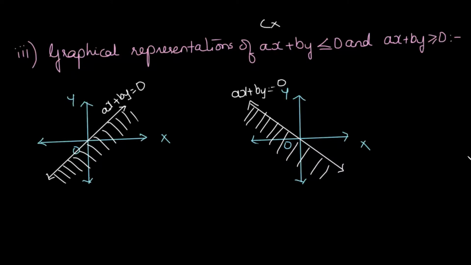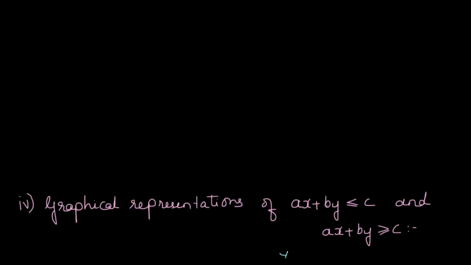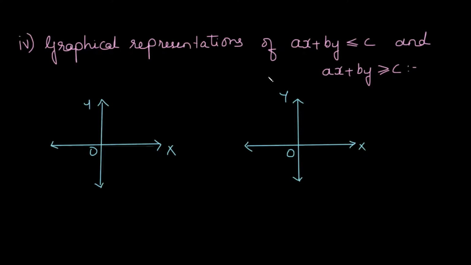In fact, almost all the sums that you are going to do in the exercise only deal with these symbols, less than or equal to and greater than or equal to. Then the next case, lines which do not pass through the origin. If the lines do not pass through the origin, then they will have a constant term. So we are dealing with equations ax plus by less than or equal to c and ax plus by greater than or equal to c.